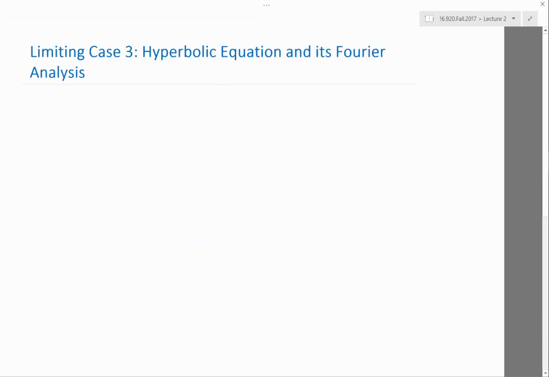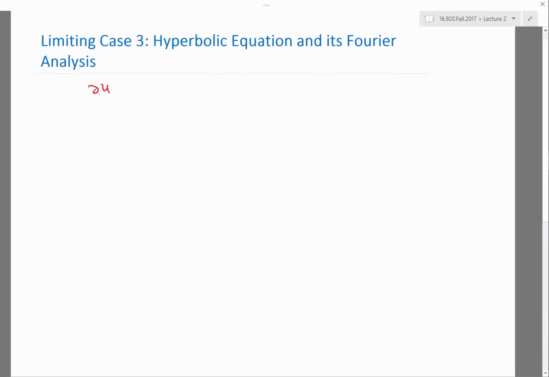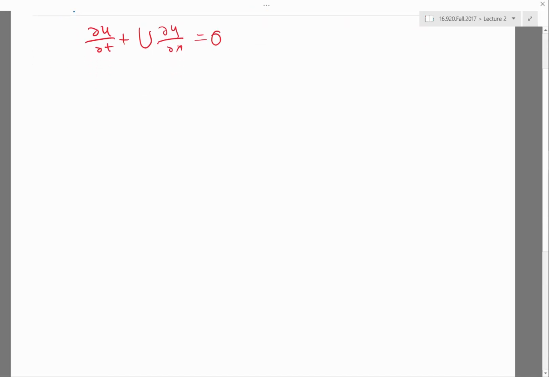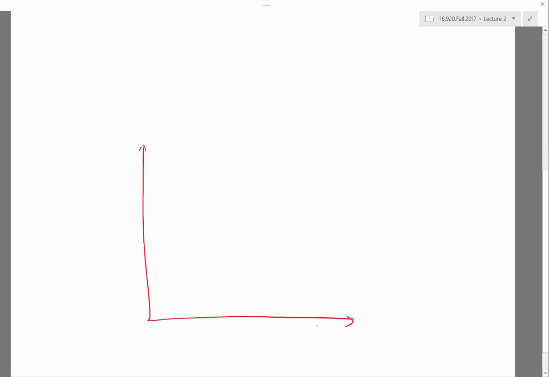And the third type of equation is the hyperbolic equation. We have partial u, partial t plus big U times partial u, partial x is equal to 0. Before I even use the Fourier analysis, can we just look from the solution we have seen before? What is the domain of influence?